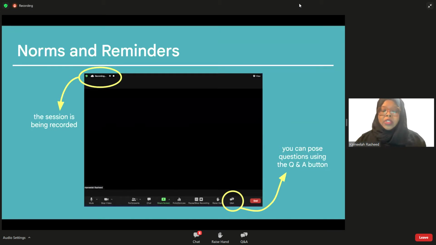If you have questions during this time, please click the Q&A button at the bottom of your screen. That Q&A button will create a queue of questions for me. And when we get to the Q&A, I'll be able to go straight down the queue of the questions in orderly fashion, so we can make sure that everyone's questions get responded to and that everyone has a chance to pose a question.